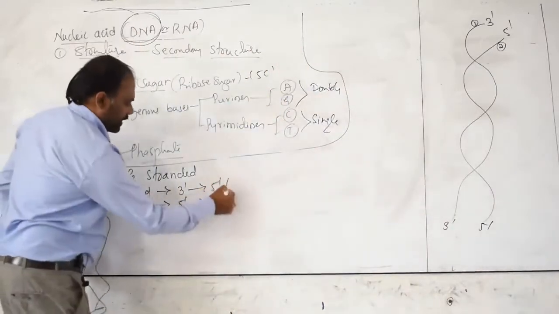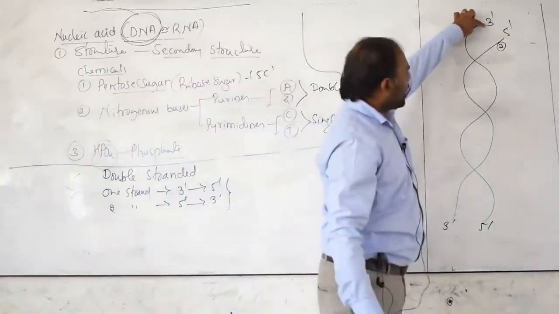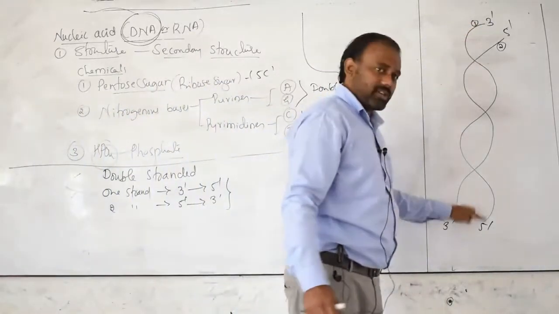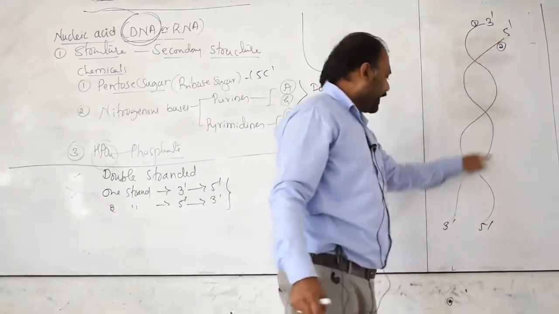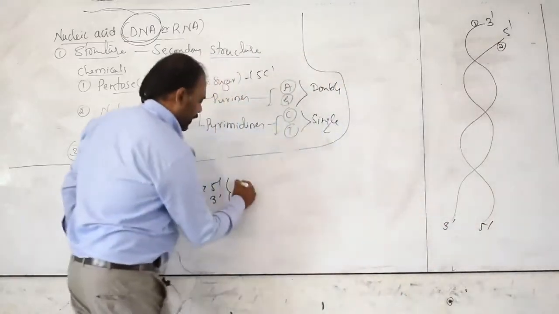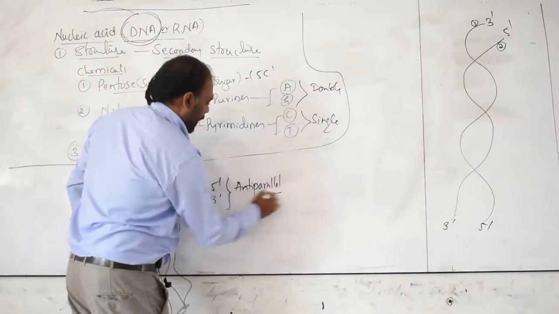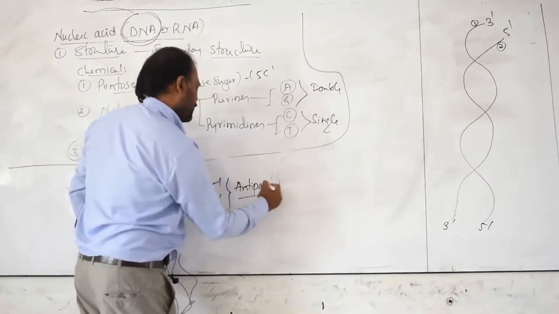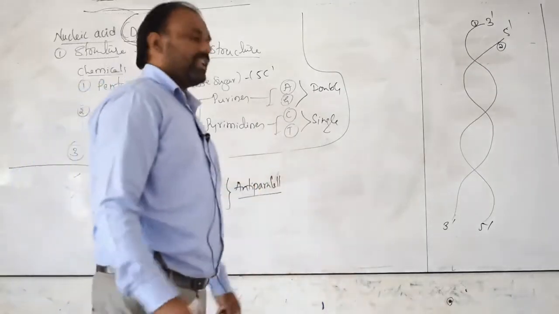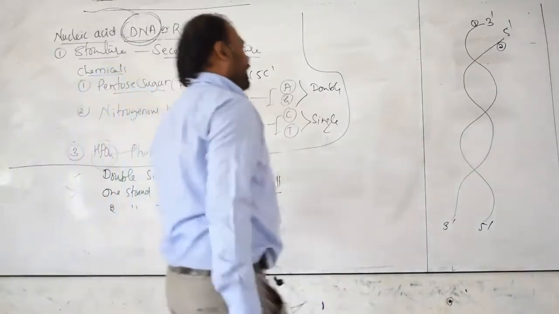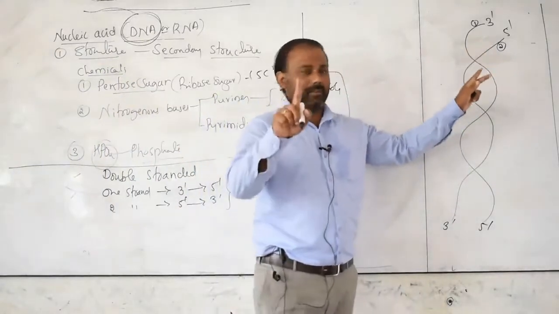Second point. These two strands run in opposite directions. I mean to say, one strand is in the direction of 3' to 5', and the opposite strand runs in the direction of 5' to 3'. Hence, these two are called anti-parallel. They are nothing but anti-parallel. The word anti-parallel refers to one being in the direction of 3' to 5' and the other 5' to 3'. Is that clear? This is one.